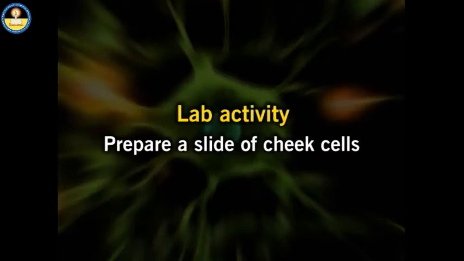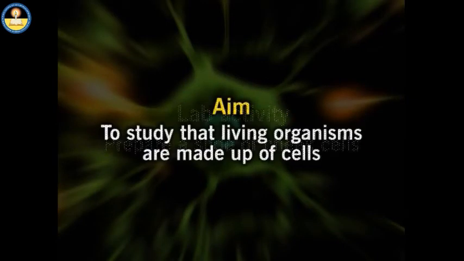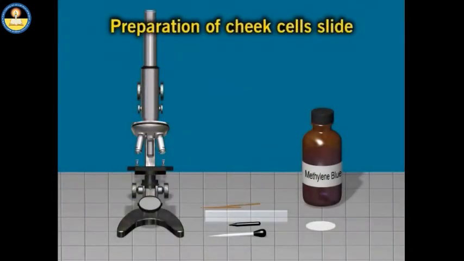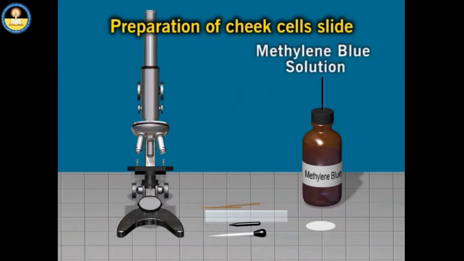Do an activity with an objective to study that living organisms are made up of cells. In this activity, sample used will be of cheek cells. Procedure. For this activity, we need glass slide, cover slip, dropper, microscope, needle, toothpick, methylene blue solution.